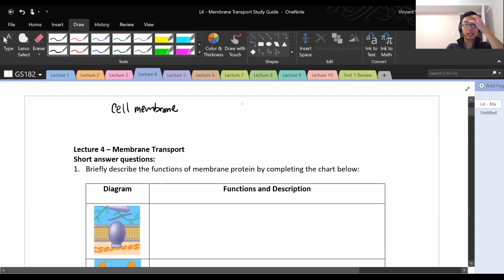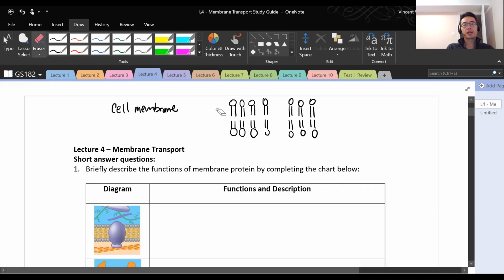So in the cell membrane, the major component is the phospholipids, right? You remember the phospholipid is basically a type of lipids, and it's made up of glycerol plus 2 fatty acids, as well as a polar phosphate group. Okay, so that makes the molecule partly hydrophobic and partly hydrophilic. So your cell membrane is going to look something like this.